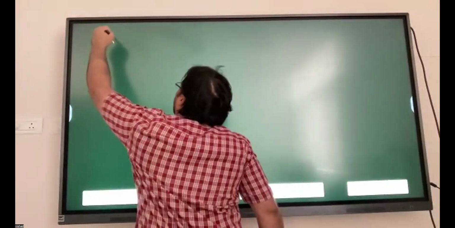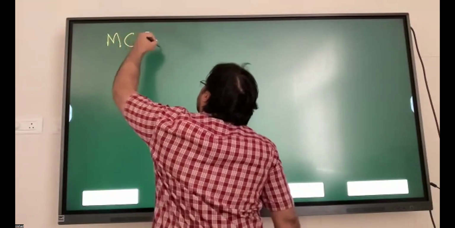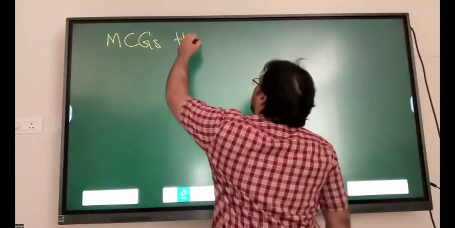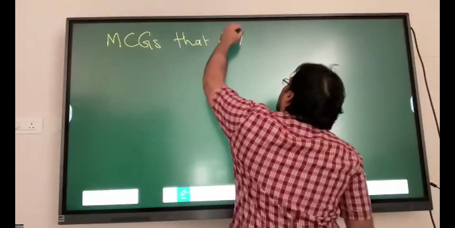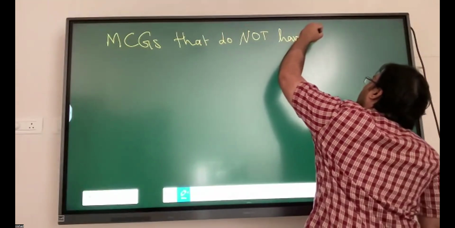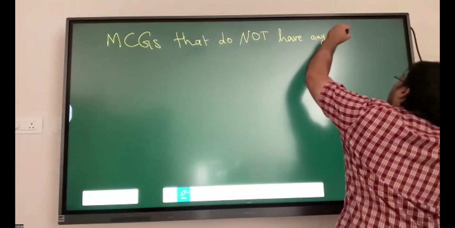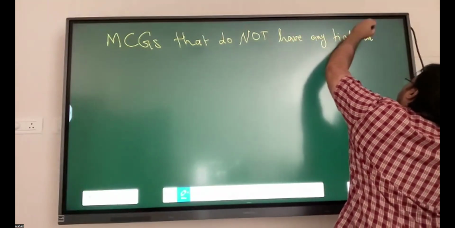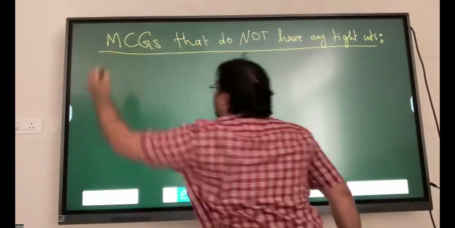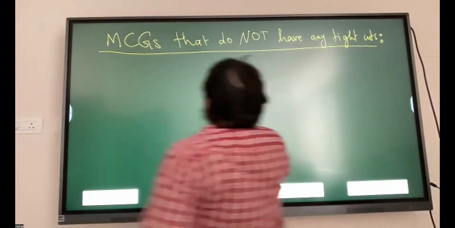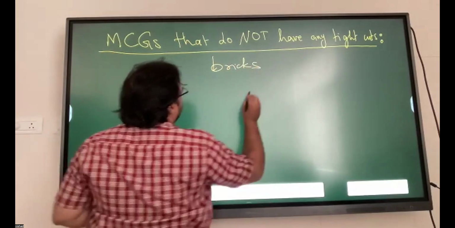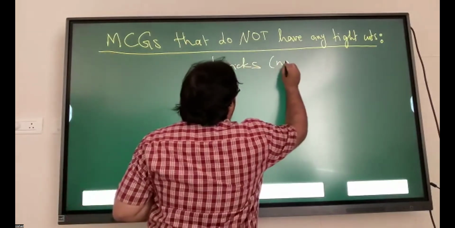So matching covered graphs that do not have any tight cuts are called bricks if they are non-bipartite.